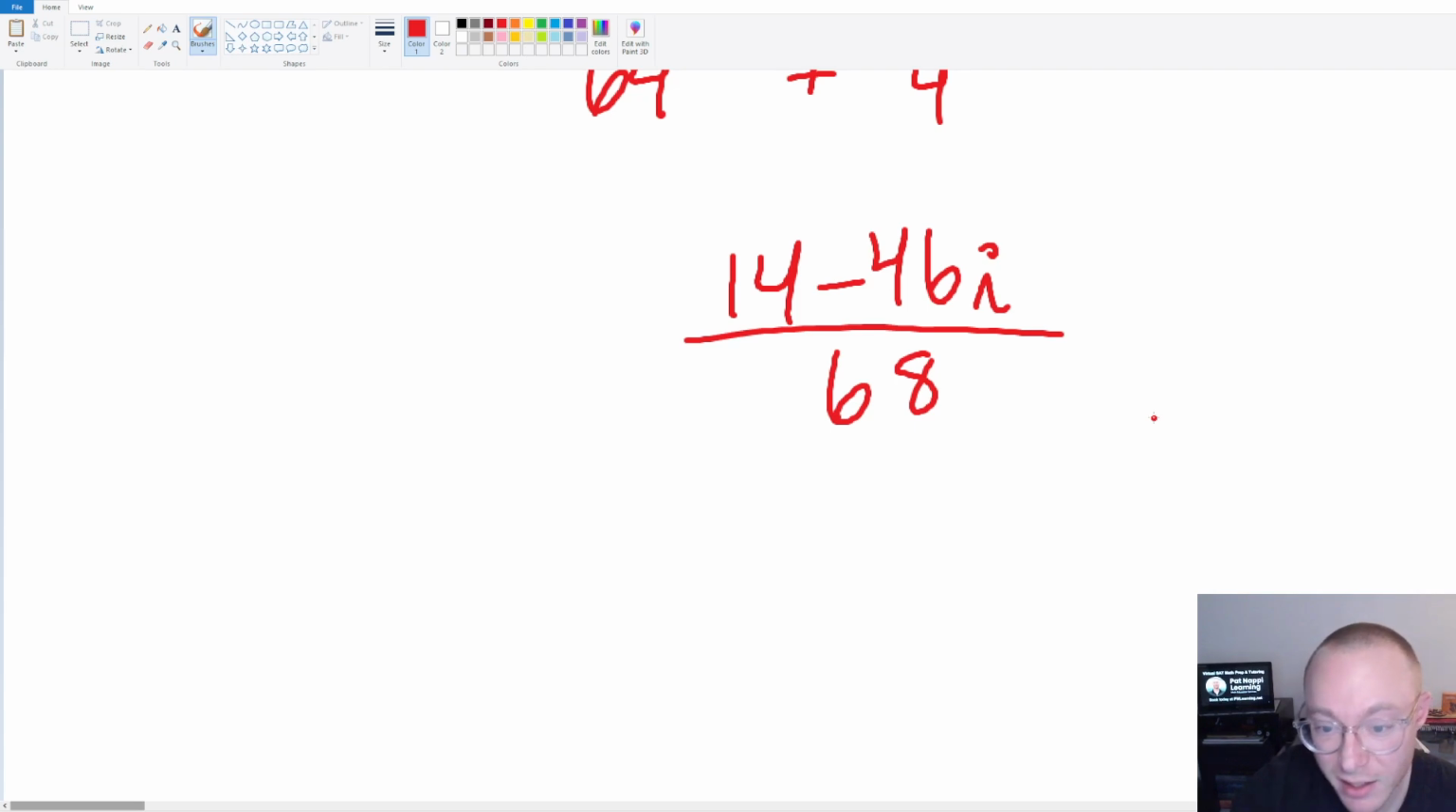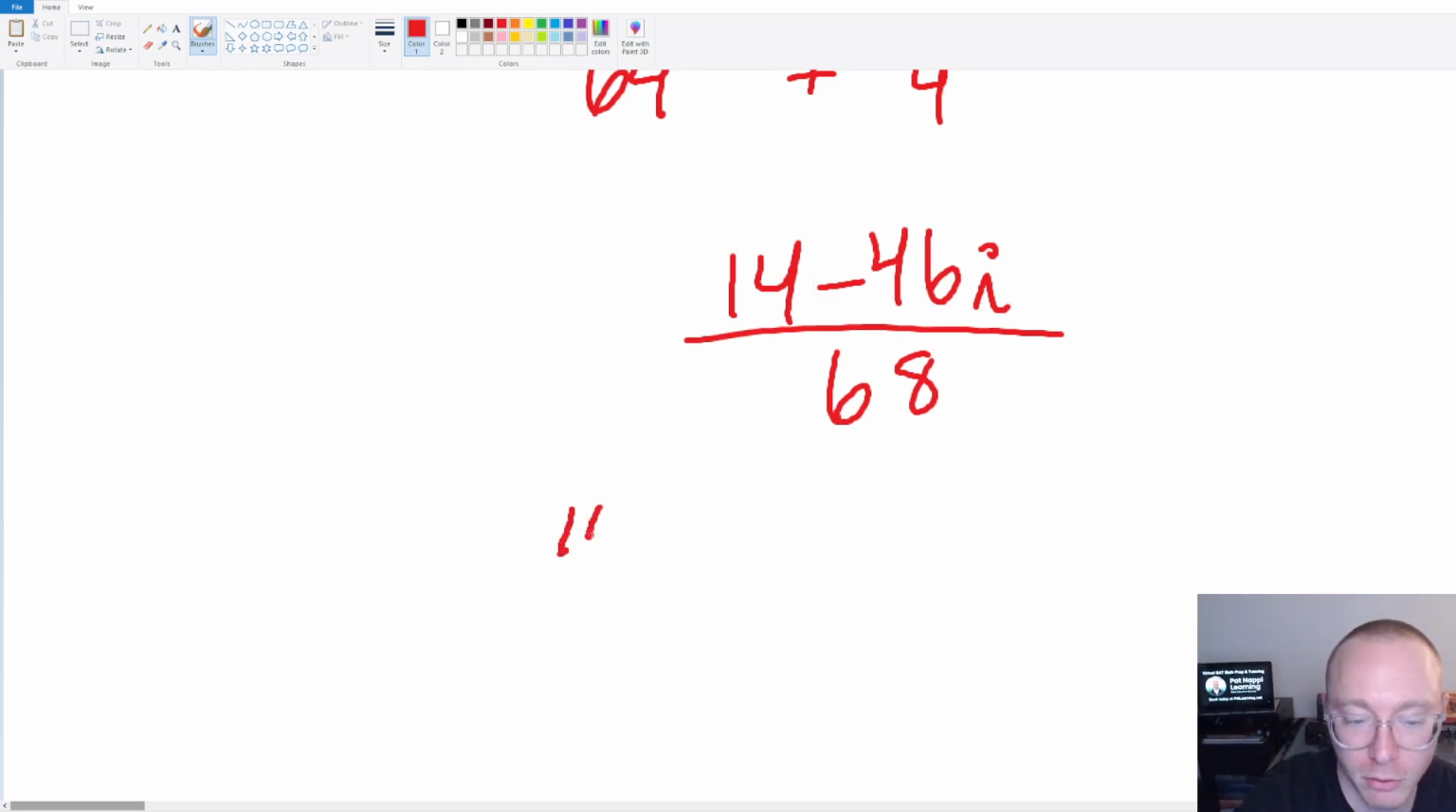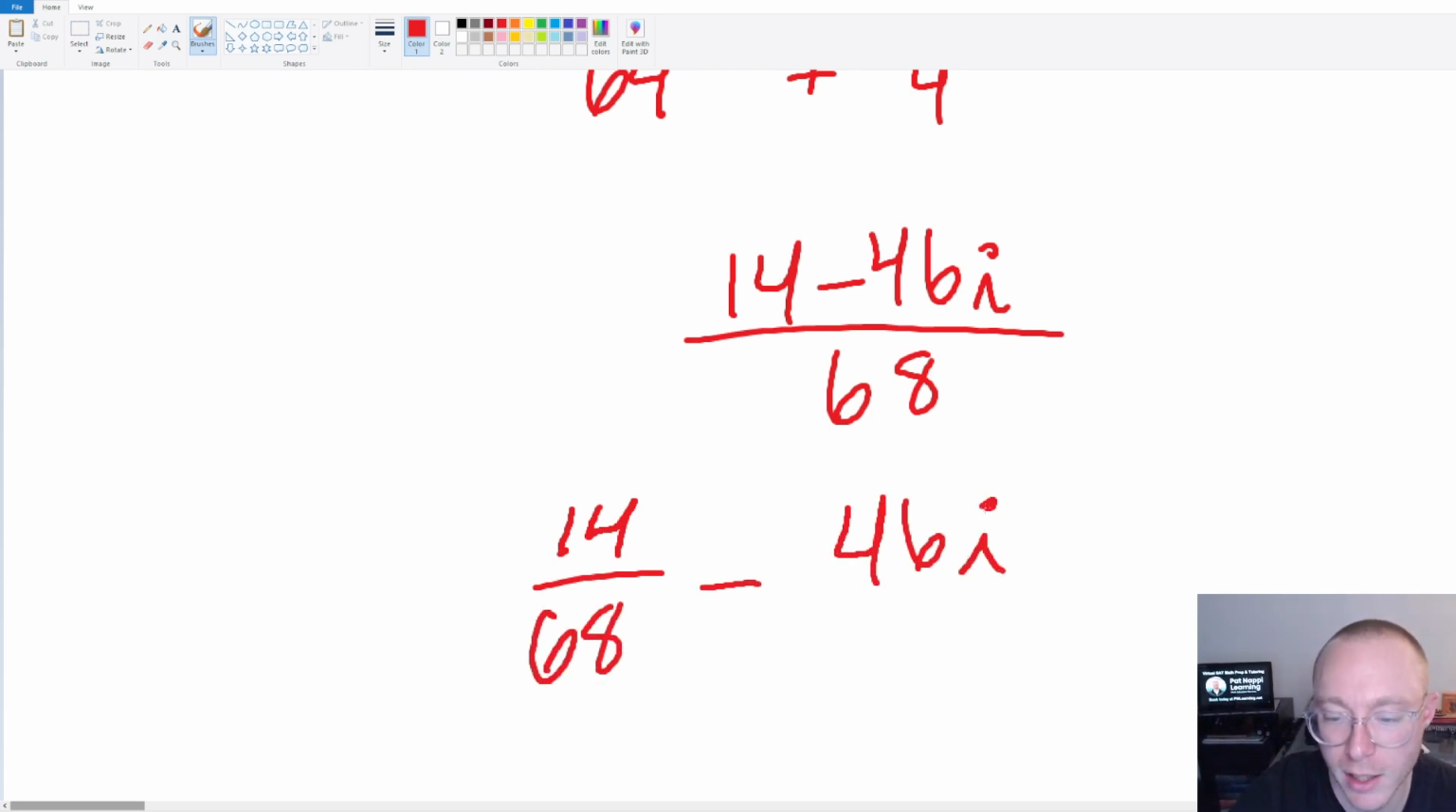As long as we put the denominator 68 with each of these terms, we can split this up using this subtraction. And what I mean is that we're going to be able to rewrite this as 14 over 68 minus 46i over 68.